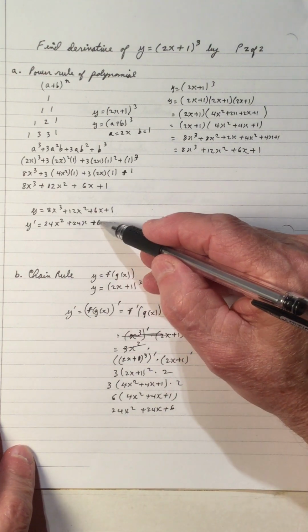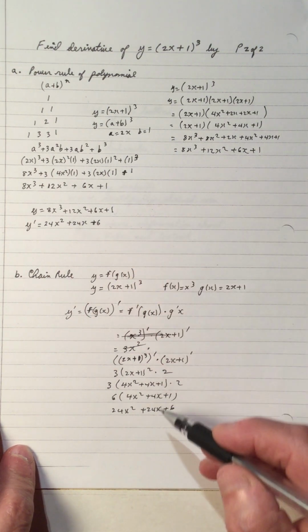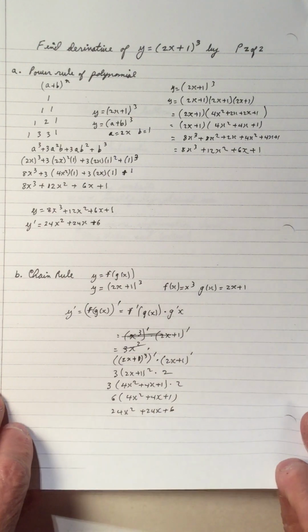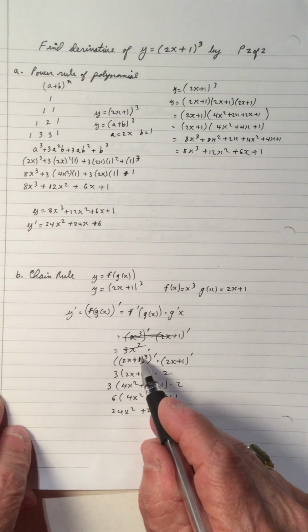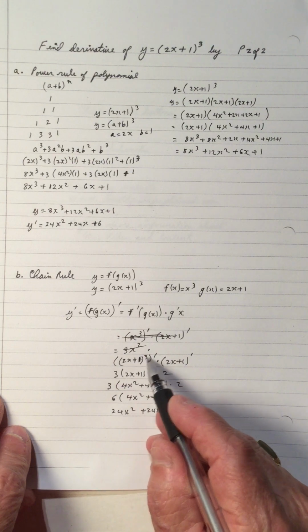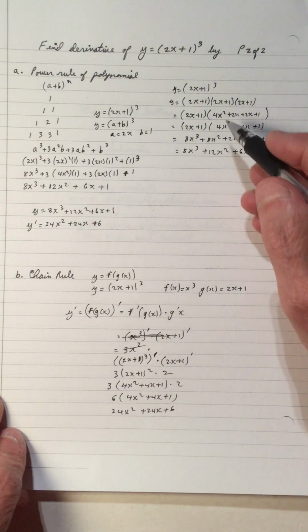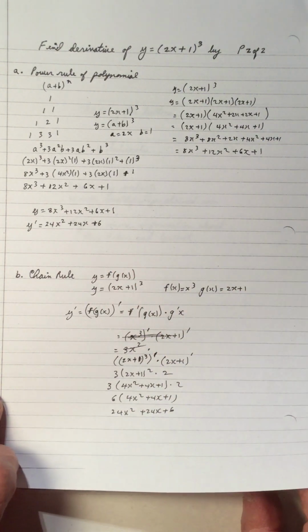And notice that the derivative here and the derivative here is the same. So again, barring that little mistake that I made there, not being careful, it's easier and faster to do it with the chain rule instead of through this. But again, that's your choice.